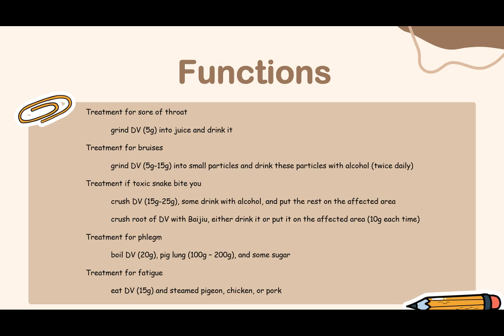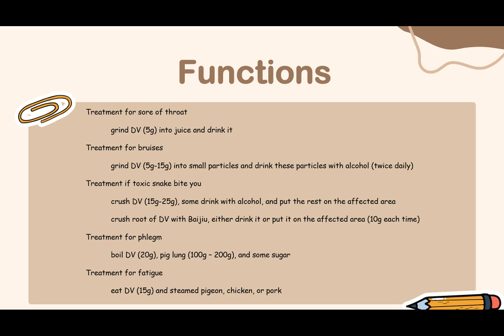There are a lot of other diseases that can be treated or alleviated by DV. Grind 5 grams of DV, fry it into juice and drink it. This method can treat a sore throat. If your throat feels really painful, you can try to grind DV and drink the juice. And it can also treat bruises. Grind 5 to 50 grams of DV into small particles, and drink these particles with alcohol twice daily.